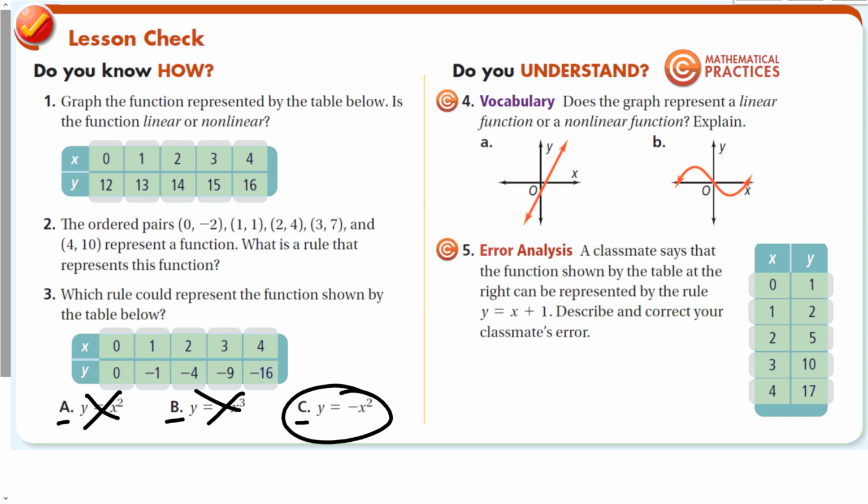And finally, a classmate says the function shown by the table on the right can be represented by the rule y is equal to x plus 1. Works for the first one. Works for the second one. It does not work for this one. If you notice here, the difference here is 1. The difference here is not 1. And there's going to be a different difference each time. So this is not a linear function.